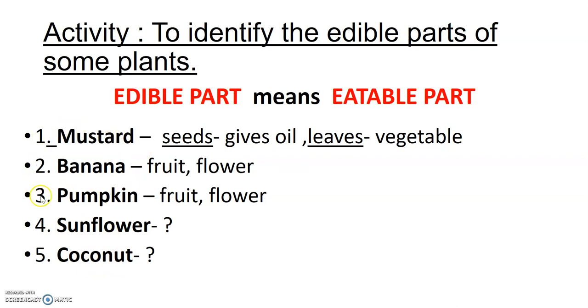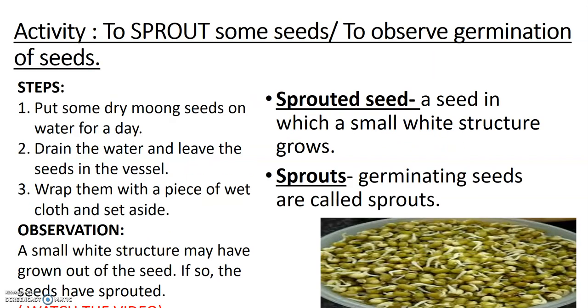But the upper three examples that you see are the examples of some plants which have more than one edible part. So this can be asked as a question also in exam, that you name or give examples of two plants in which we find two or more edible parts. So the answer would be mustard, banana plant, pumpkin plant, etc.